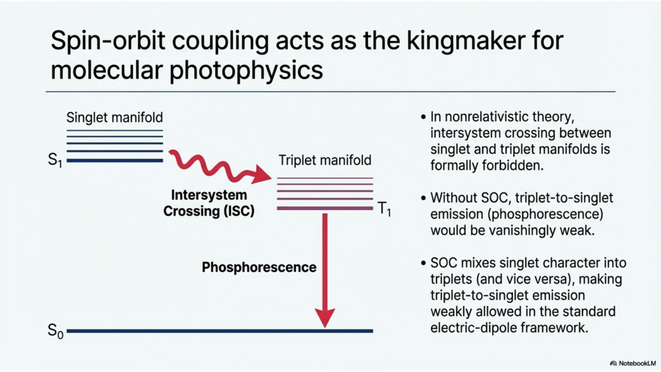Spin-orbit coupling is the "kingmaker" for molecular photophysics. It enables intersystem crossing between singlet and triplet manifolds, which is formally forbidden in non-relativistic theory. By mixing singlet character into triplets, SOC allows for phosphorescence to occur.